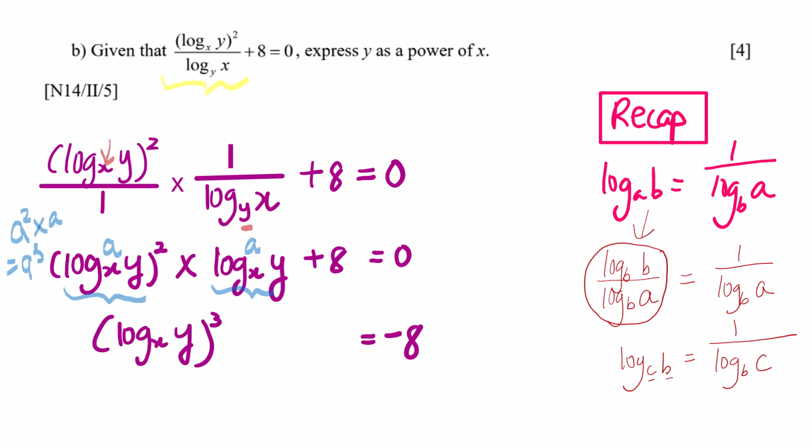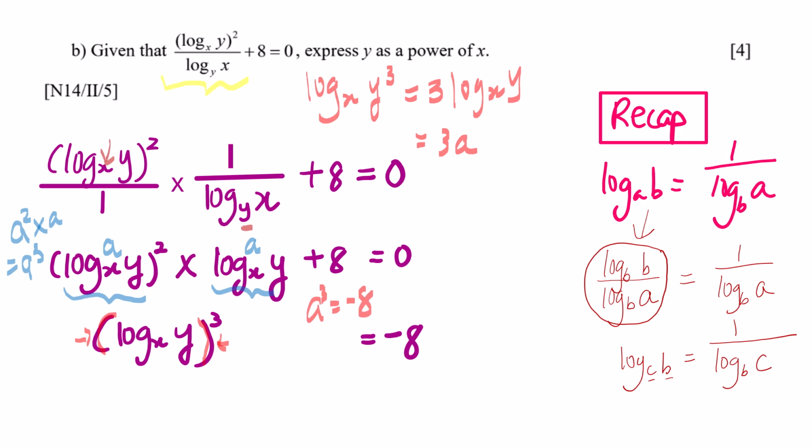Make sure that you put the bracket there. It's very important. Why is it important? Because log x of y to the power of 3 is actually just 3 times log base x of y, which is just 3a, not a cubed. So it's very, very important that you put the bracket there. Alright, so we have a cubed equals to negative 8.